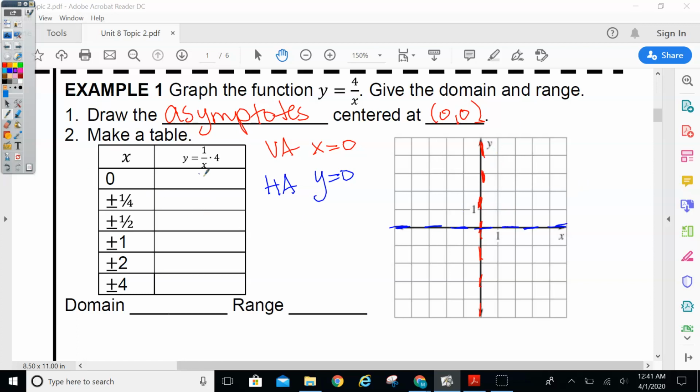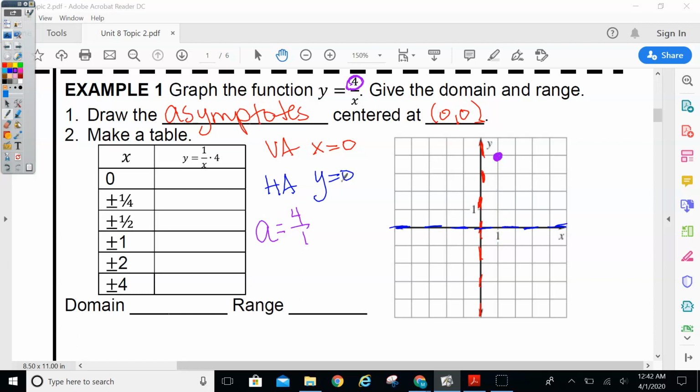So I'm not going to do the table. I'm going to show you a little trick that allows you to get points without having to make the table this time. So here, the a value, we're going to treat it like a slope. So we're going to do rise over run. So 4 over 1. So again, like a slope, is not really slope. So from the center, we're going to go rise 4, 1, 2, 3, 4 over 1 to get a point.